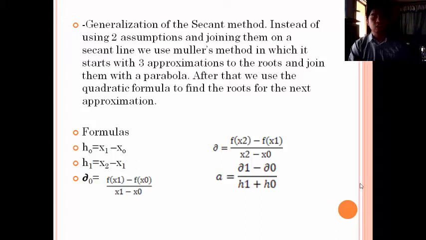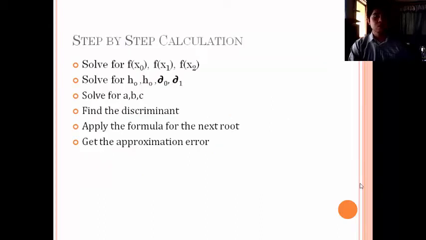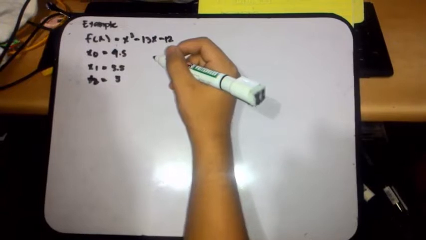Here are the given formulas for Muller's method, and here is the continuation. The step-by-step calculation for Muller's method is to solve for the function of x sub 0, x sub 1, and x sub 2, and solve the following formulas. Then solve for a, b, and c, find the discriminant, apply the formula for the next root, and get the approximation error. We will talk about how Muller's method is used.